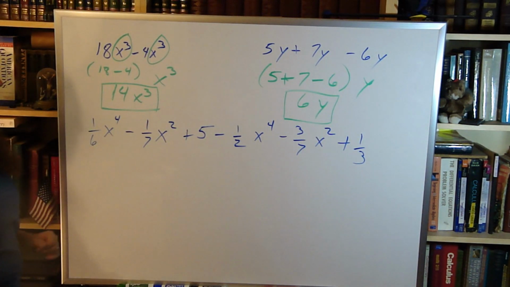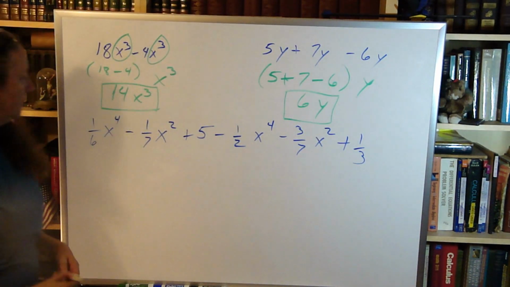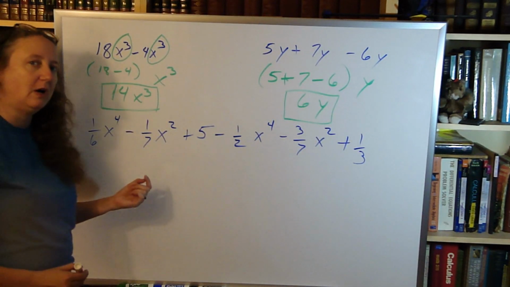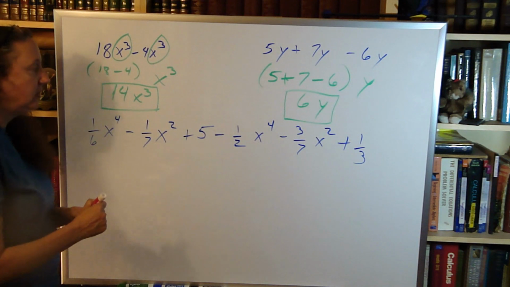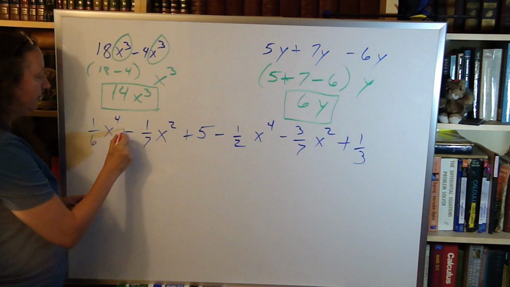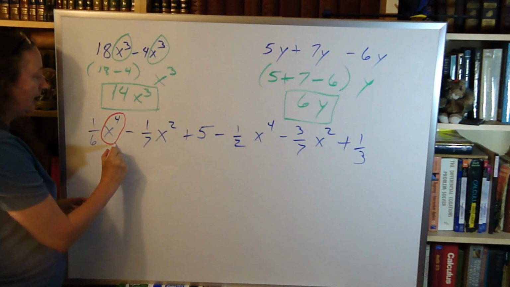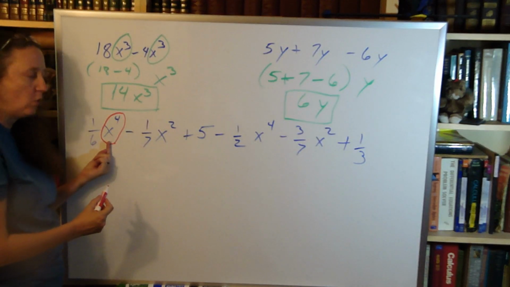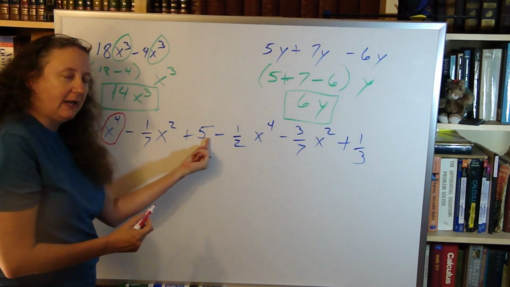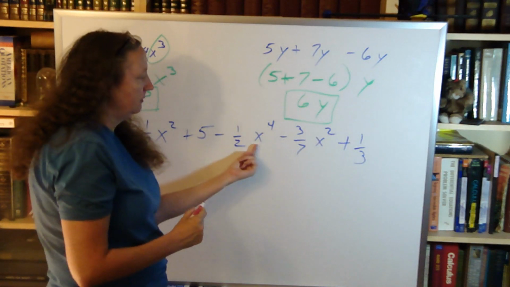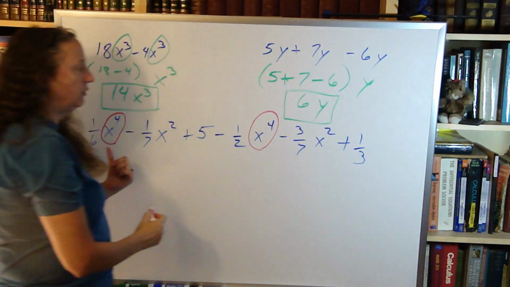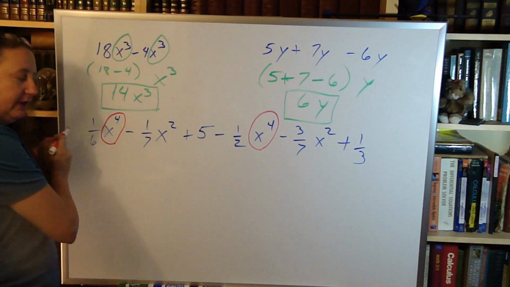Down here, looking at our letters, we see that the only letter that shows up is an x. But on a couple of them we have different exponents. So I'm going to look for the ones that have x to the 4. That has x to the 2, not a like term. That doesn't have an x at all, not a like term. That has an x to the 4, so that is a like term with this first one over here. So I'm going to gather them together.